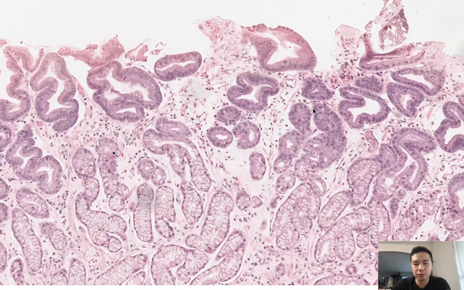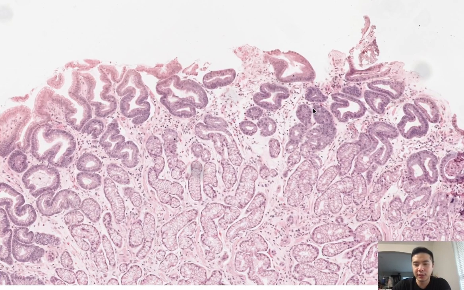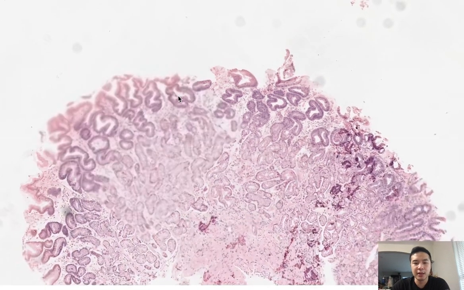So just to hammer in the point, when someone says reactive gastropathy, the three findings are loss of foveolar mucin, corkscrewing of glands, and the splaying of the muscularis mucosae.